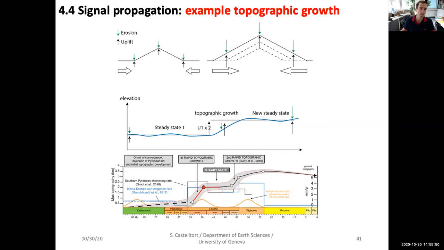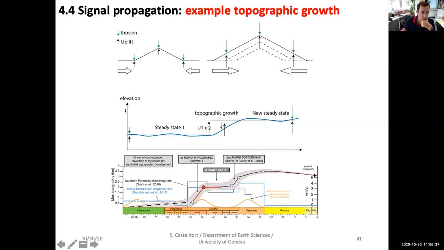When this happens, my mountain will grow. Why does my mountain grow? It wouldn't grow if erosion rate would instantly balance my change of uplift. If I would go from a small uplift of 1 millimeter to, let's say, 2 millimeters per year, and erosion would instantly change, then I would remain with this shape, okay? But it doesn't happen. Normally, there is a certain time before erosion catches up with the new rock uplift, okay? And in this time, the mountain can grow.